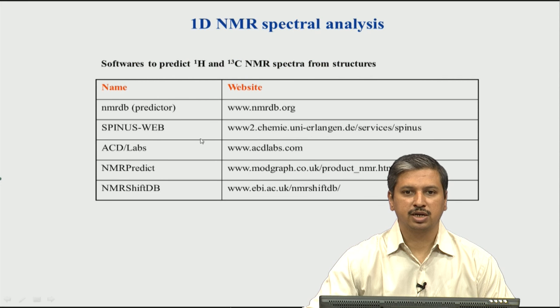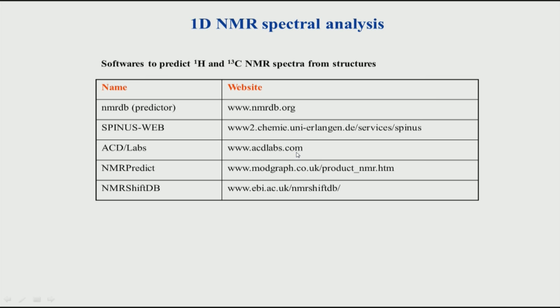Now, in this slide we are listing some of the websites which you can visit. It will be a good exercise for you to go to these websites. Some of them in fact have online tools where you can try out, give a structure of the molecule and it will predict the chemical shift. So, these are basically software to predict proton and carbon NMR chemical shifts.